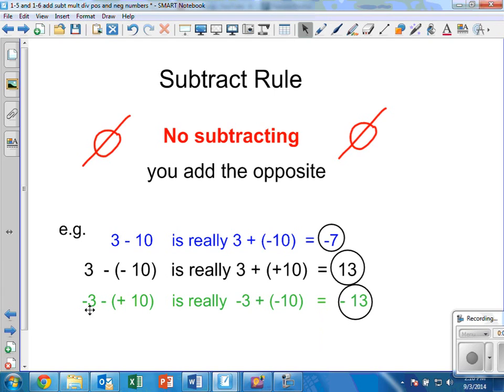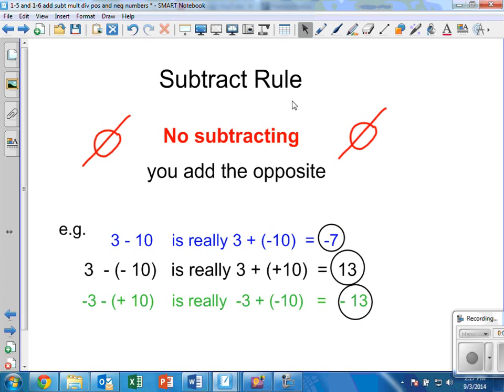What if I start with a negative, and I have negative 3 minus 10? Well, that's really negative 3 plus a negative 10. Adding the two together because they have the same sign and keeping the sign that I have, negative 13.